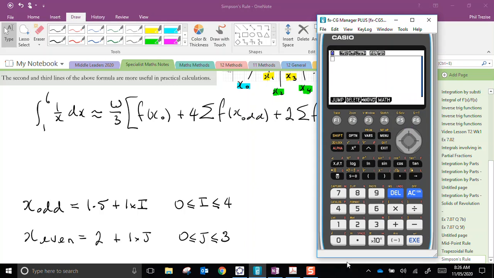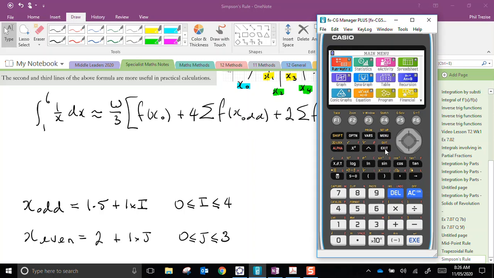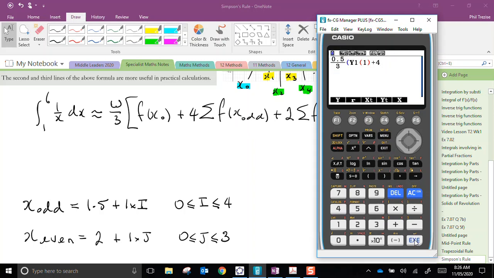Now let's begin. W was 0.5 over 3. Open a set of brackets. Now I need f of x0. Remember, I need to hit the variables key, the graphing submenu, and then F1 for a y variable. It's the first of my y variables, and I'm substituting x0. I know the value of that one is 1 from my diagram. Plus 4 times the sum. So I'd better go, I hit the wrong key there. Go back into that one. Just hit the exit key to get back to here.